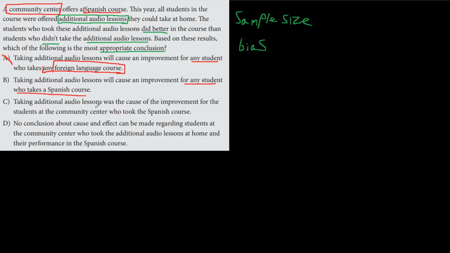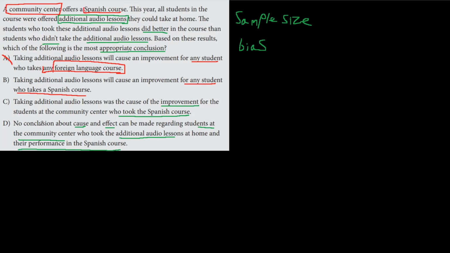Taking additional audio lessons was the cause of the improvement for the students at the community center who took the Spanish course. This also sounds okay. And, no conclusion about cause and effect can be made regarding students at the community center who took the additional audio lessons at home and their performance in the Spanish course. So when I first saw this, I was kind of confused.